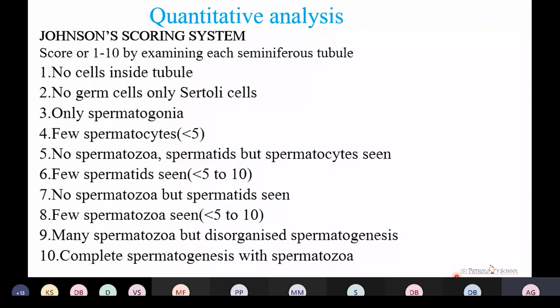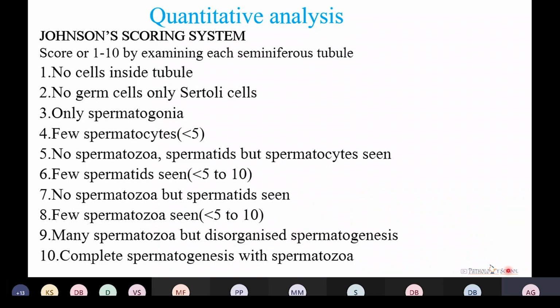Coming to quantitative analysis, the scoring system used is known as Johnson's scoring system. In this, the tubule is scored from 1 to 10 by examining each seminiferous tubule. Score 10 goes for complete spermatogenesis with spermatozoa present in the tubule. Score 9 goes when there are many spermatozoa, but they are disorganized and there is disorganized spermatogenesis. Score 8 goes when few spermatozoa are seen, usually less than 5 to 10. Score 7 is for no spermatozoa, where spermatids are seen.